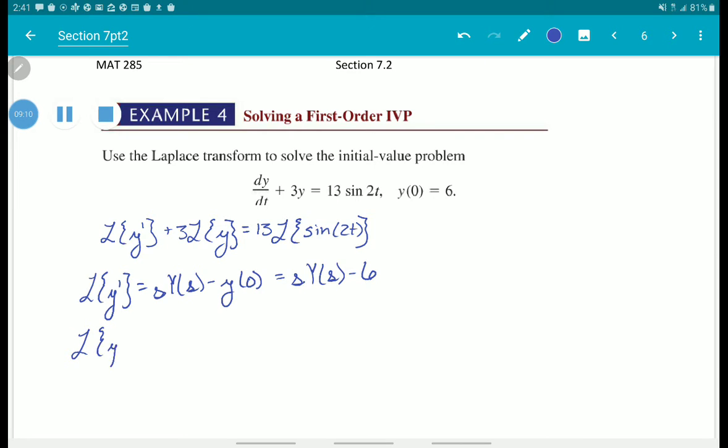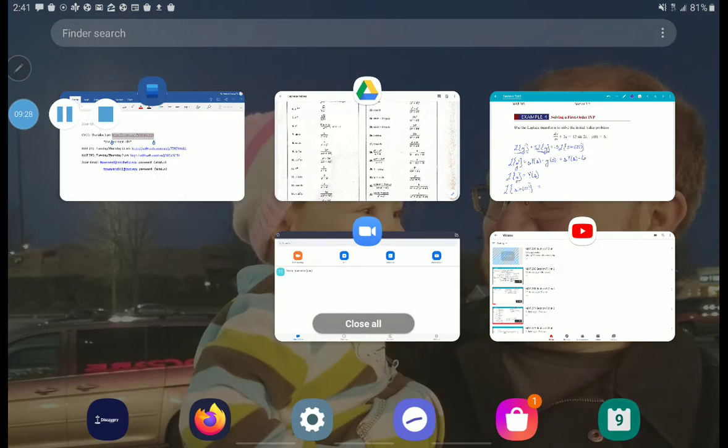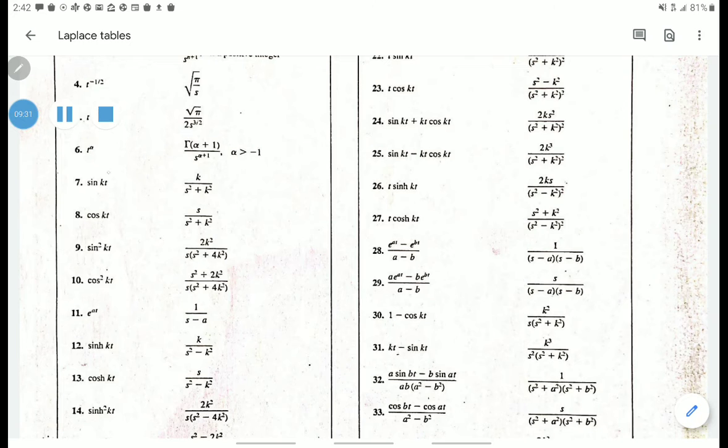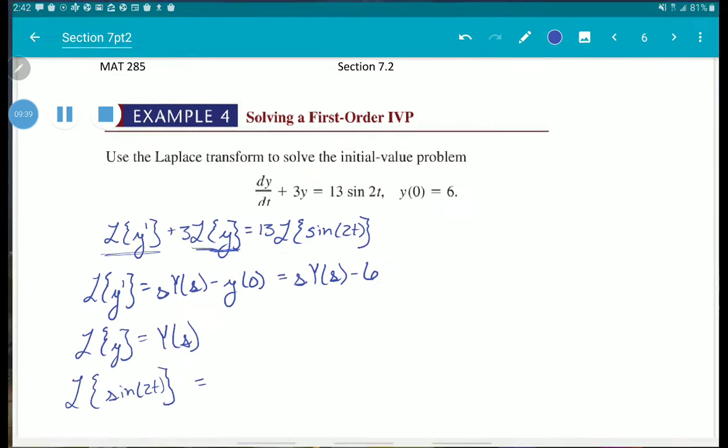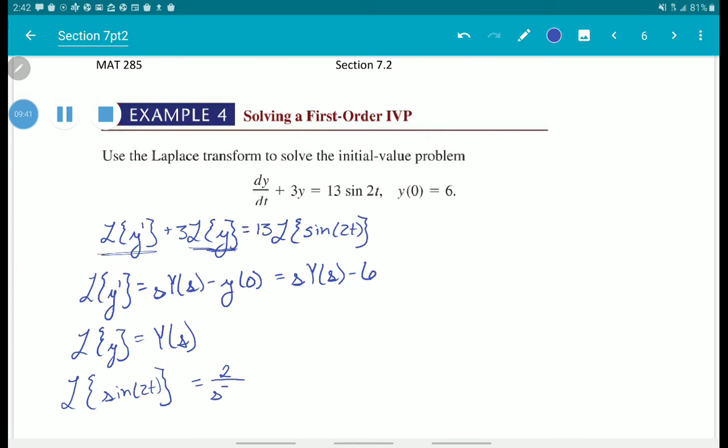So now let me take the Laplace of y. Now looking at this piece, we found this guy. So the Laplace of y is just this function y of s. And then if we take the Laplace of sine of 2t, going back to our formula chart, the sine of kt using 7 is going to be 2 over s squared plus 2 squared, which is 2 over s squared plus 4.